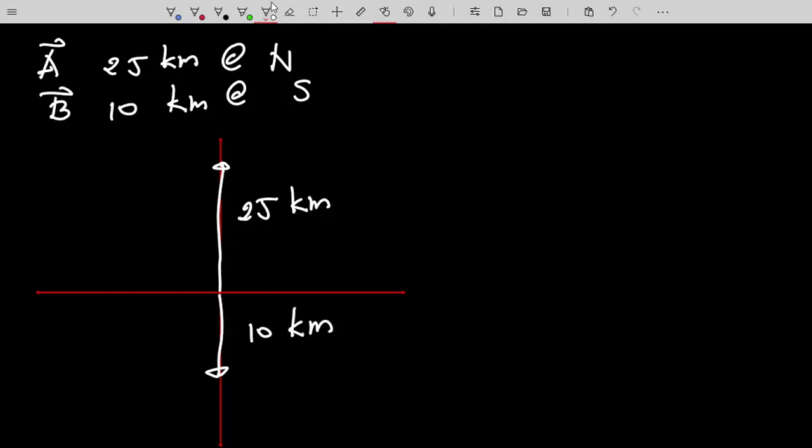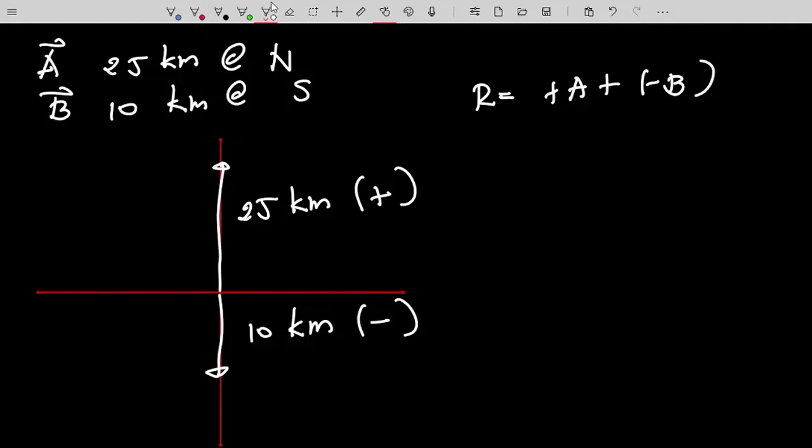Now let's try to find the sign of these two values. Now we know that whenever a vector is going to the north, it should have a positive value. But when your vector is going to the south direction, it should always have a negative sign. Now we should know that our resultant vector is actually equal to positive A plus negative B, or just simply A minus B. Now the value of our vector A is actually 25 kilometers, and the value of vector B is 10 kilometers.